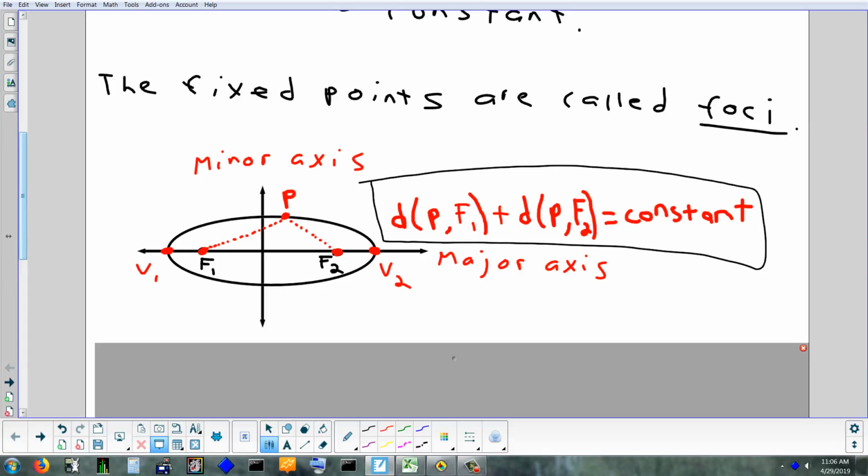And if you take the 2 screws and put them closer together, the ellipse starts to get more circular. If you take the 2 foci or the 2 screws and put them further apart, make sure you keep the string pulled tight the whole time around the 2 screws, your ellipse gets longer.